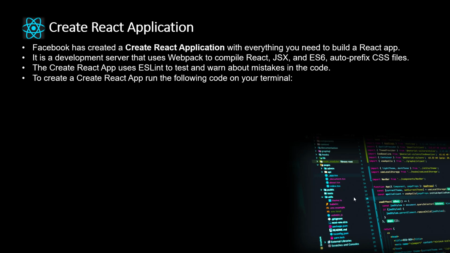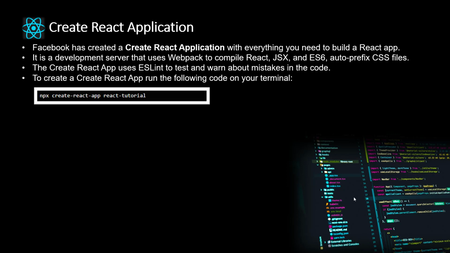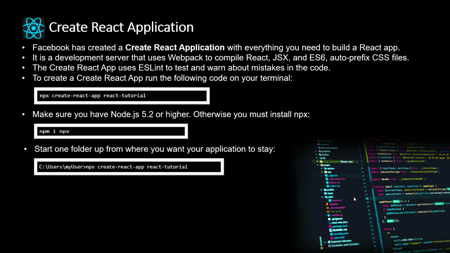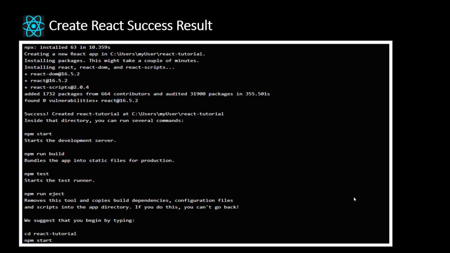To create a Create React App, run the following code on your terminal. Here it is. npx create-react-app react-tutorial. Make sure you have Node.js 5.2 or higher, otherwise you must install npx. Start in the folder from where you want your application to stay. Create React App success result. Here you can see this is the result of creating a React app.